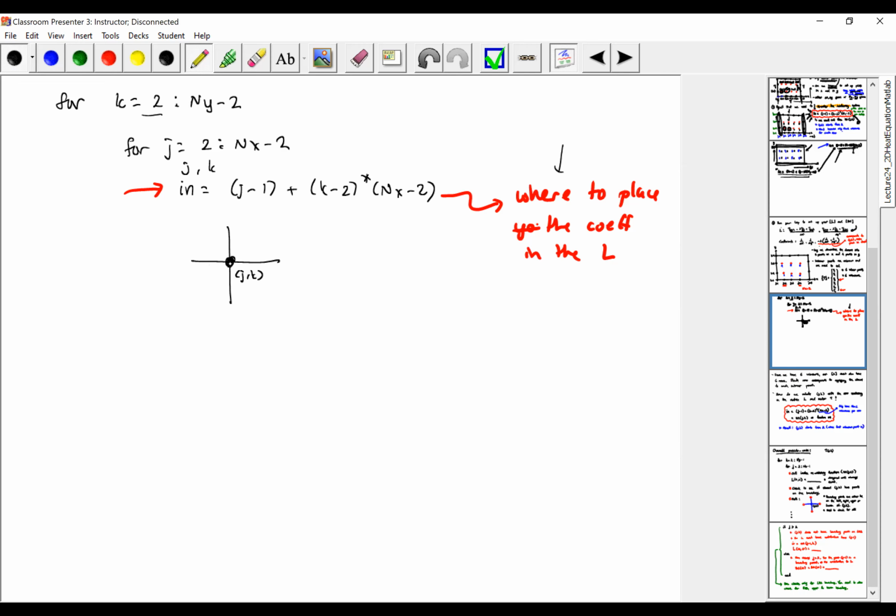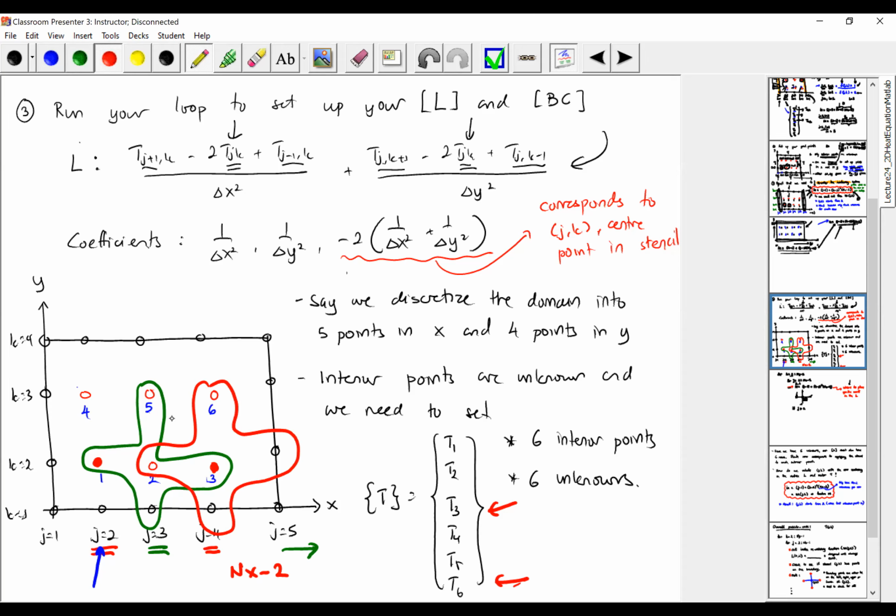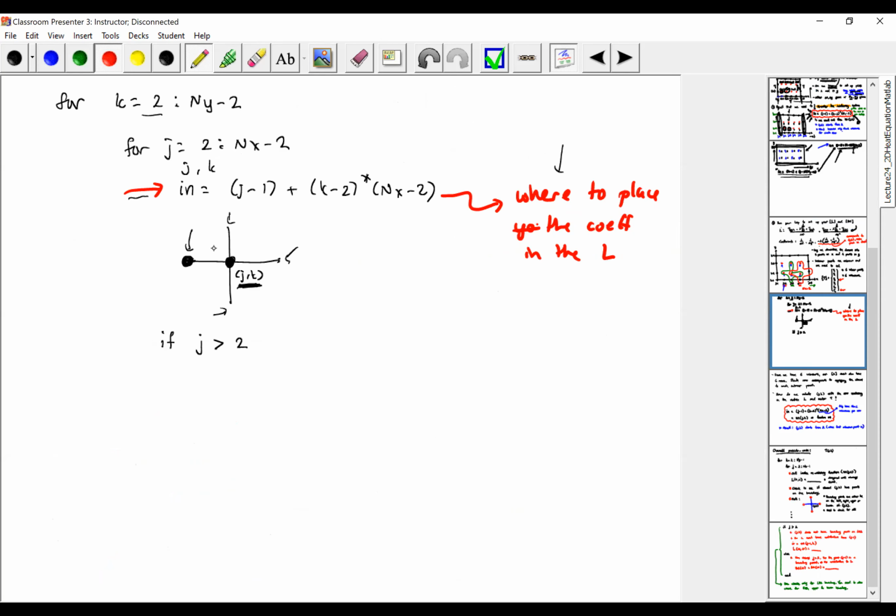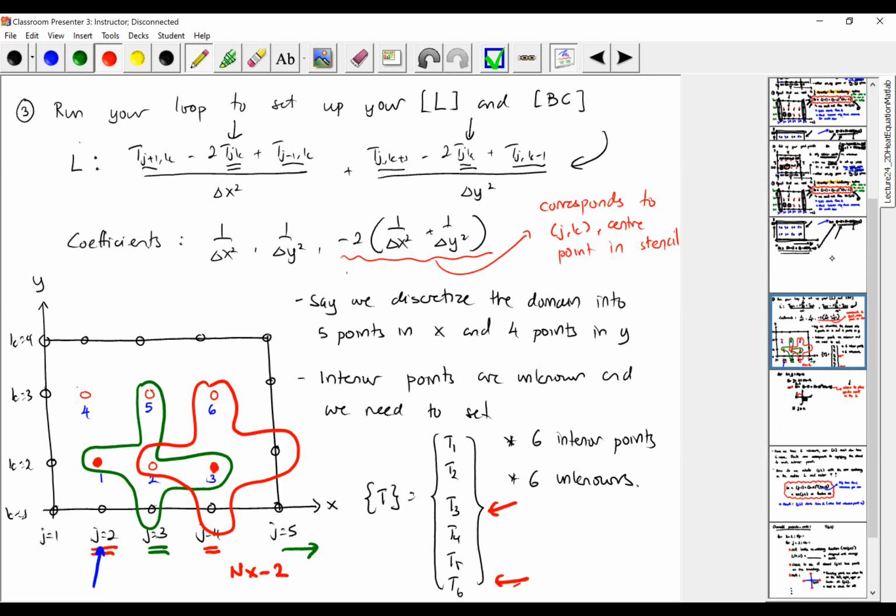It means you're placing a stencil at all the points where j is greater than 2. So this is j. You're going to place a stencil at j equals 3, and you're going to place a stencil at j equals 4. Okay, so if j is equal to 3 and j is equal to 4, you know that the point on the left will never be a boundary condition because your grid point will look like this. It is only when you place it at j equals 2 that one of the points becomes the boundary condition, correct?